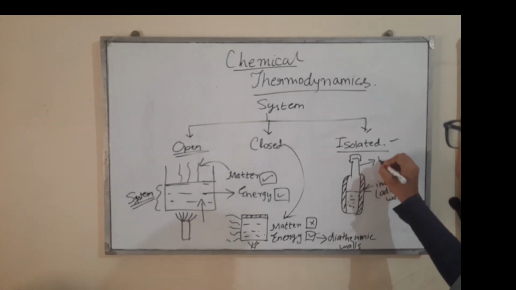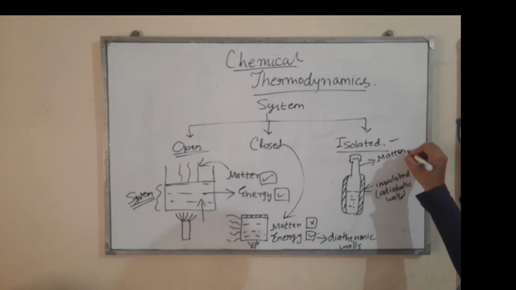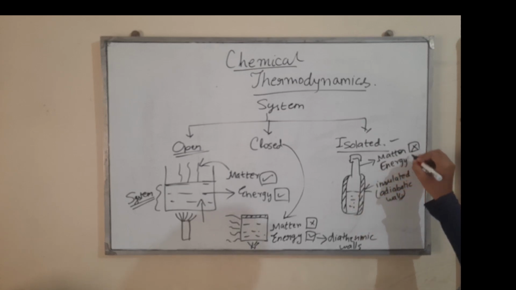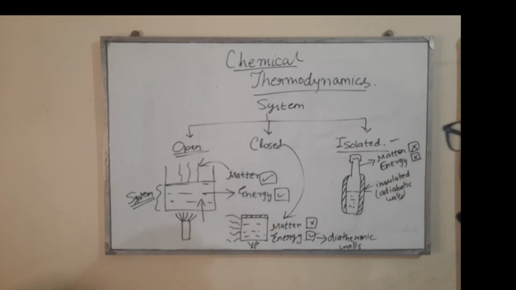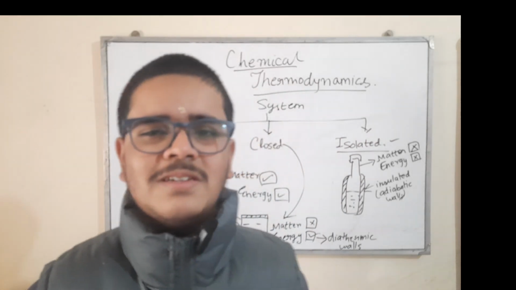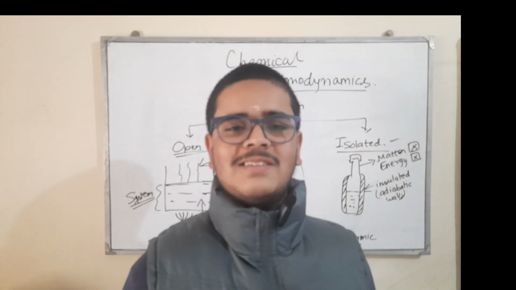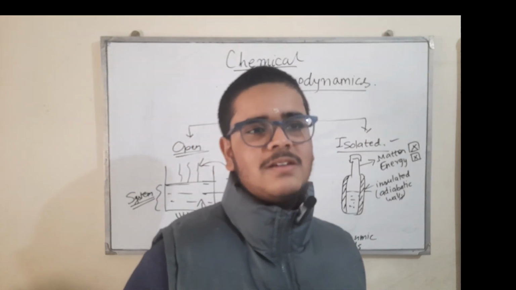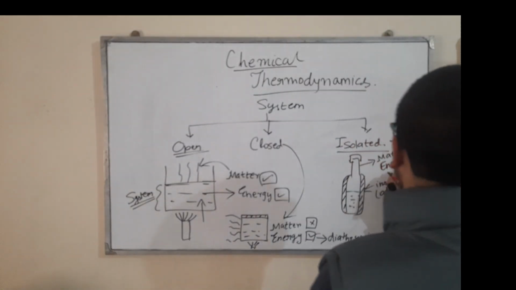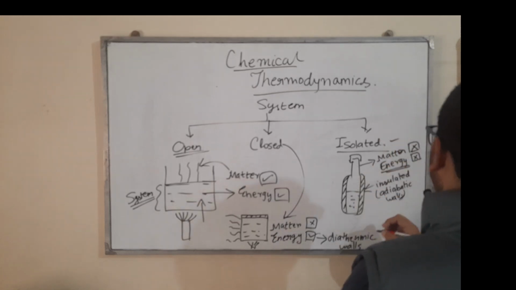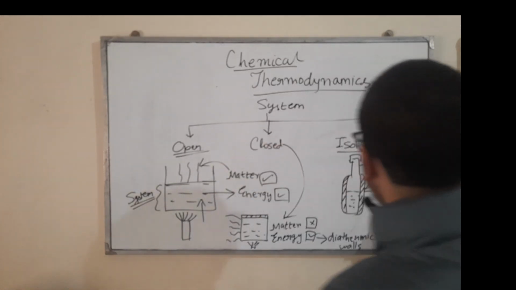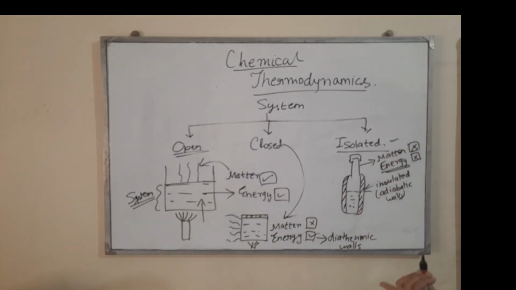So, first of all, it's a closed vessel, so matter exchange is also not possible. And second, energy exchange is also not possible because of insulation. Definitely some energy exchange will be there, because a 100% insulated vessel cannot be made with our current technology. But it can be assumed that there is no energy exchange taking place, and so this is called an isolated system.